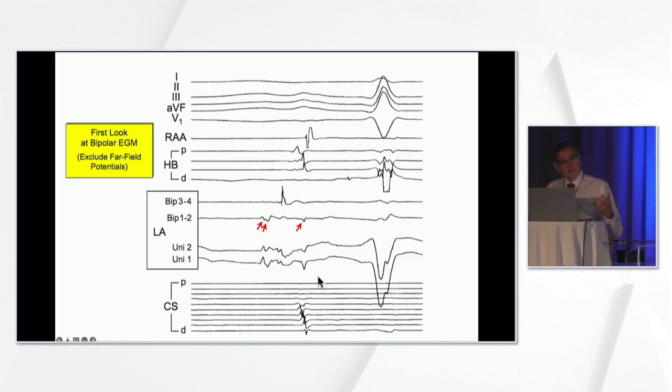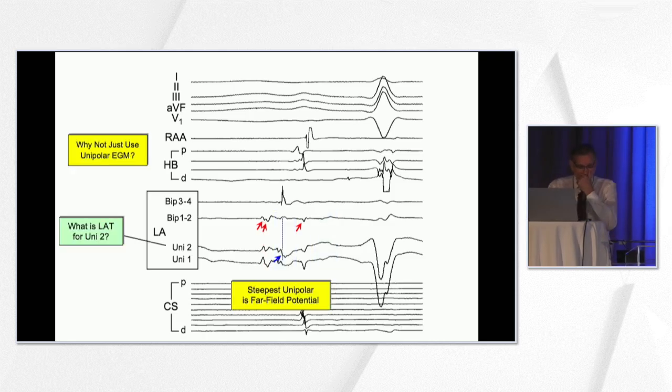So the summary of this component of the talk would be that you always want to look at the bipolar electrogram first, pick out what the possible local components are, and eliminate all the far field areas. And then you can pick the steepest slope and take that as your starting point.